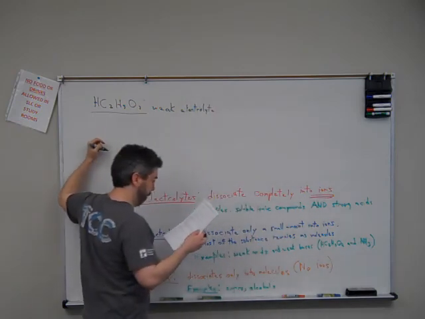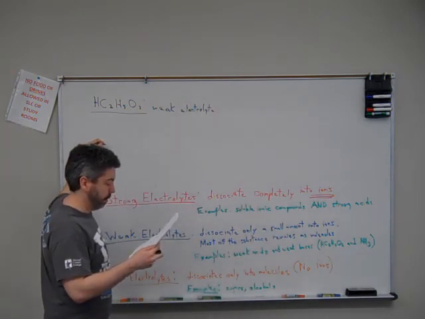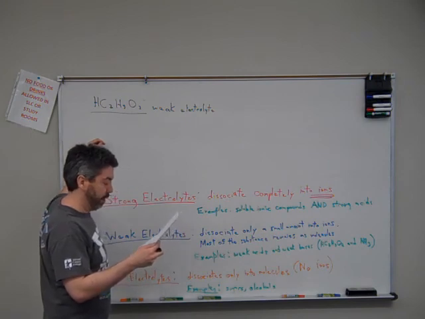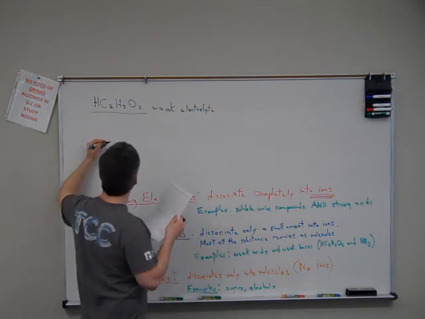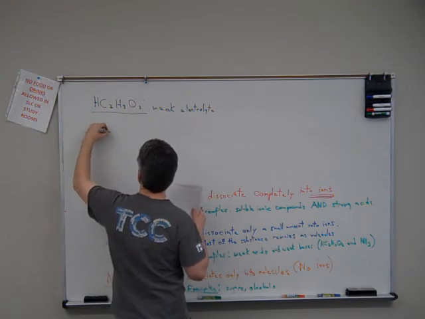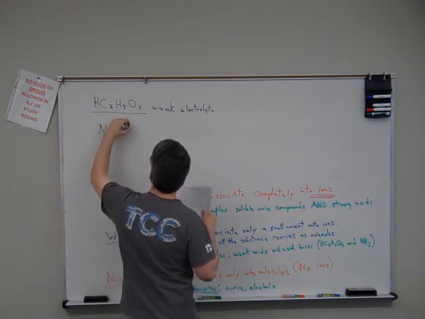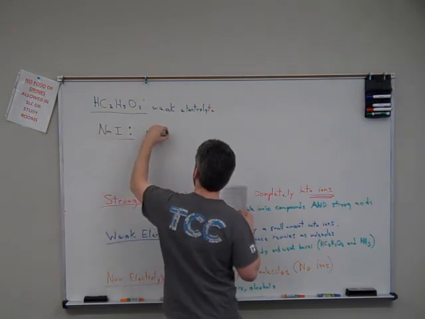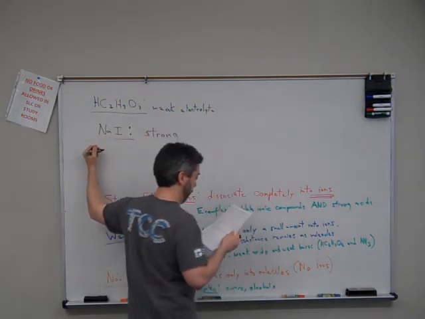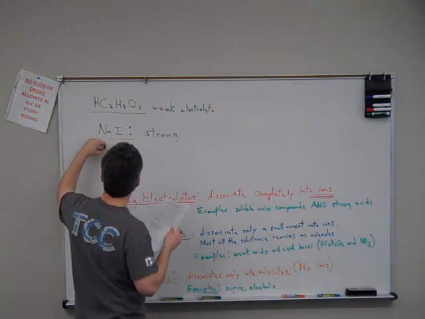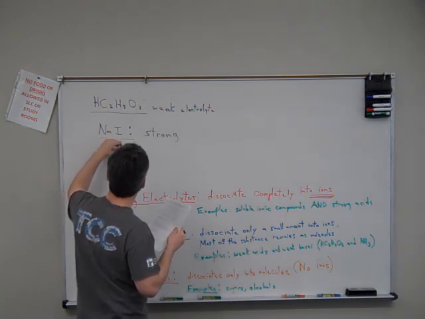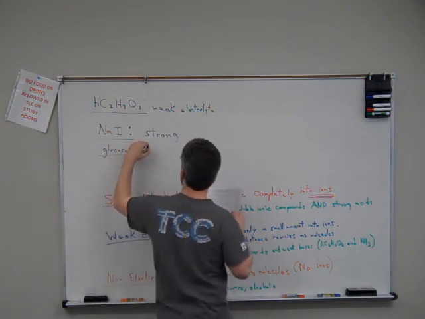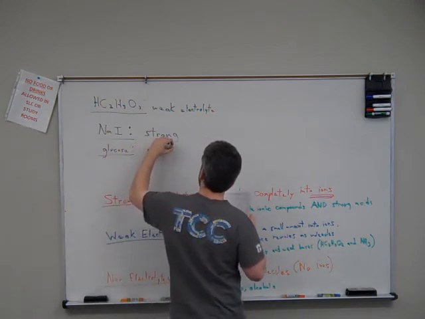Now, what about 17, sodium iodide? A strong electrolyte? Yeah, that's an ionic compound and it's soluble, so that's going to be strong. What about glucose? This is a non-electrolyte? Yeah, glucose is a sugar. It doesn't separate into ions at all. It's going to be a non-electrolyte.